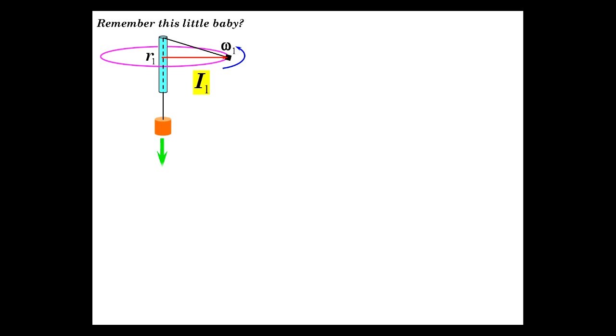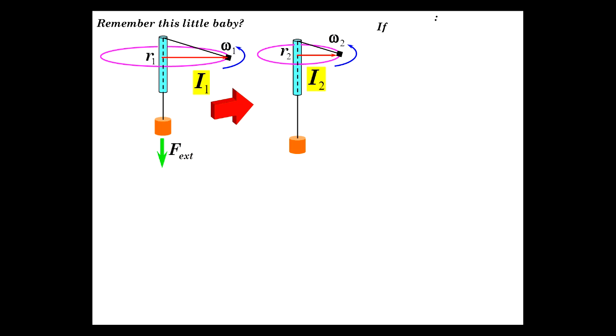And then what we can do is apply an external force. When we apply this external force, basically what that does is pull this in, reducing the radius. And you may or may not recall what happens. Well, we are equipped to specify exactly what happens here. So as we pull this down, we have a new R2, and we have a new I2 as well, right?